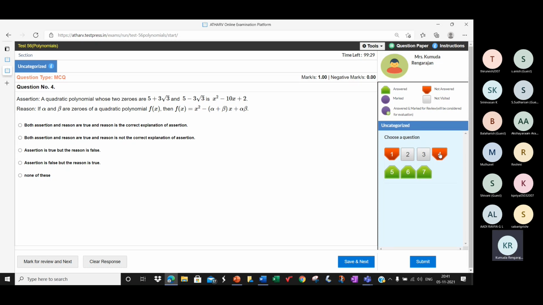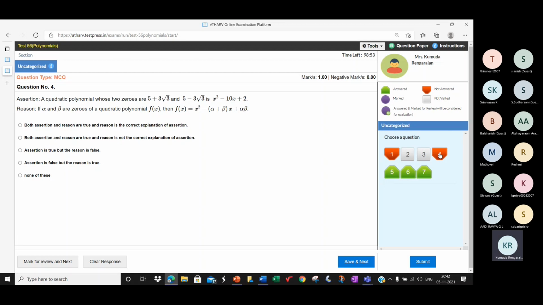But here when you find C by A, we get 2 by 1, which is only 2. So it's not possible. That is, when you add the zeros, it should be equal to minus B by A, and when you multiply the zeros, it should be equal to C by A. Sum of the zeros is working, but the product of the zeros is 25 minus 27, which is minus 2. But here C by A gives us 2 by 1, which is just 2. So the assertion is false.